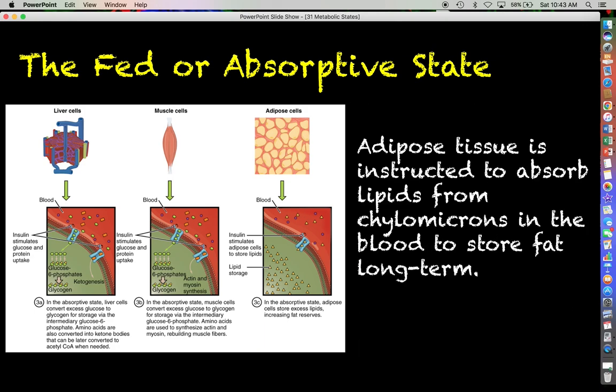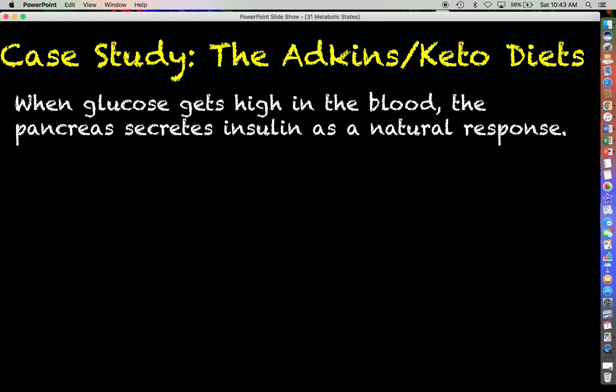And then, of course, adipose tissue not only absorbs glucose, which can then, through gluconeogenesis, be transformed into fat that can be stored up. Adipose tissue is also instructed to absorb lipids from the blood, which are carried around by structures called chylomicrons. And those fats can then be stored long term. You don't have to turn sugar into fat. You can just absorb fat as well.